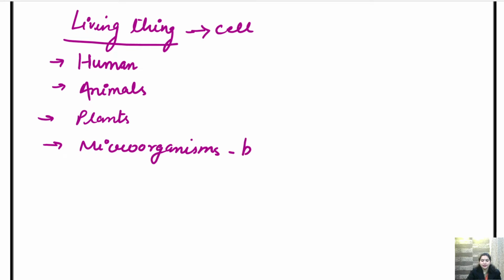Like bacteria, like viruses. Even this coronavirus, a single virus we cannot see with our naked eyes. We require a microscope to see the structure of this virus in detail. So these are the living things, and all these living things are made up of cells.